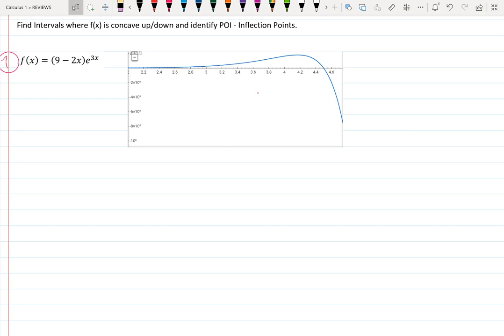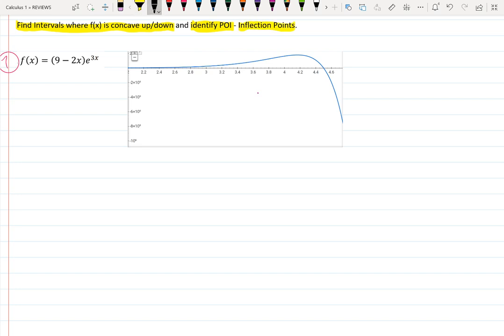Welcome to the sequence of really cool videos where I want to go over several examples where we are asked to identify where the function is concave up, concave down, and which kind of possible points of inflection it has. So let's work through several examples. We're asked to find intervals where f of x is concave up or down and identify points of inflection. I call them POI. Sometimes you can see them named inflection points.